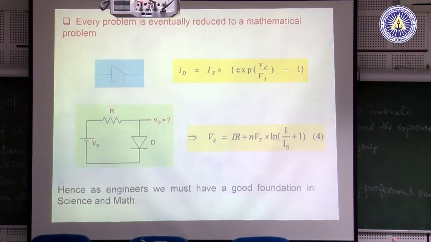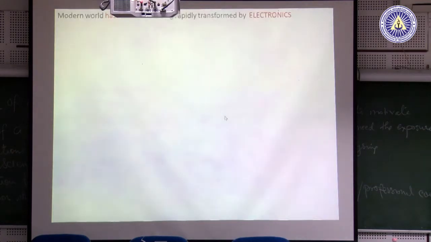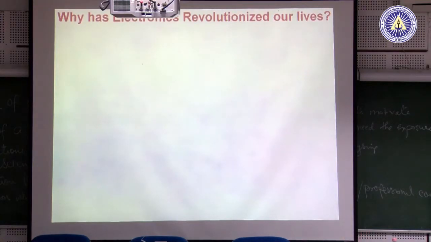This is a point that I would like to address before I go on to more details. Why do we require all the students to take electronics? Is it as important as maths and science? It's very easy for anybody to appreciate that electronics is very important. All of us can point out innumerable examples, all of which have electronics, if not as the central part, then embedded in them. So it's very easy to point out, look, electronics has transformed modern life. That's not the issue. The issue is, how can electronics help a mechanical engineer? How can a civil engineer benefit from electronics?